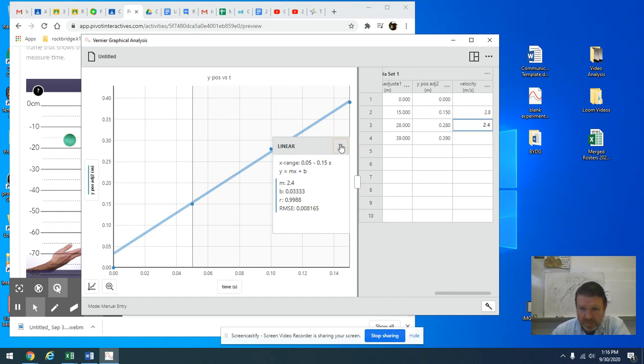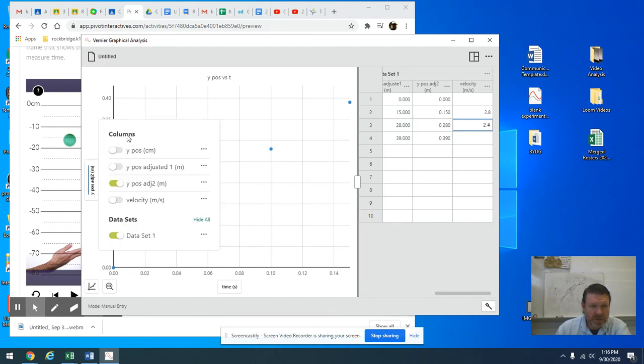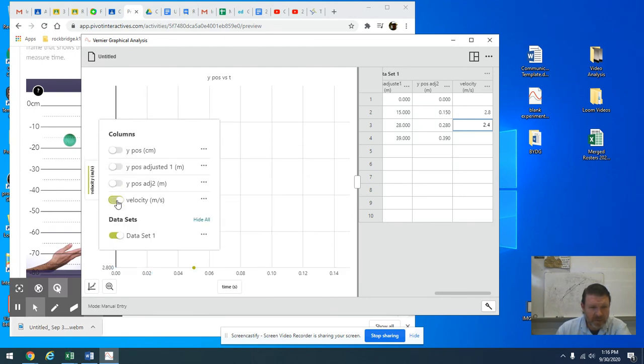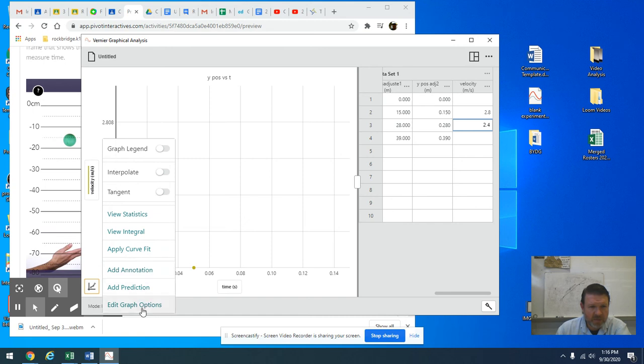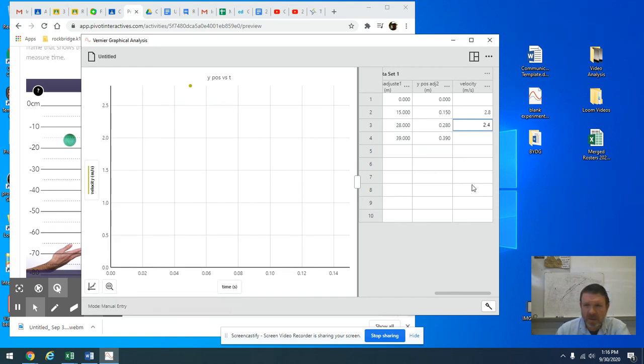And then once you have that, you have time here. Look at what shows up here. I also have velocity as an option. So if I turn that off, I can also look at the graph of velocity versus time. And I can do the same thing. I can go into my edit graph options, make sure everything's scaling from 0, and see what that looks like. And there's my 2 velocity points right here.